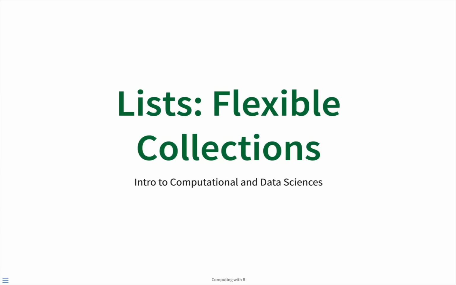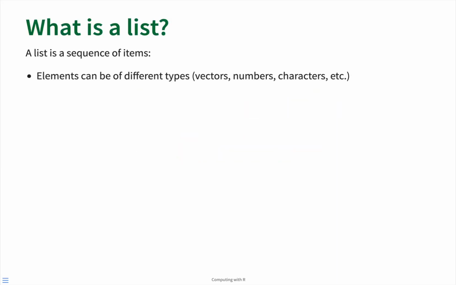Another way of storing a series of items in R is in a data structure called a list. So just like a vector, a list is a sequence of items, but unlike a vector, the elements can be of different types. So a list can contain not just numbers, but also characters. A list can even contain vectors and other lists within it.